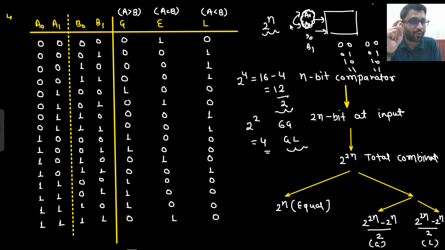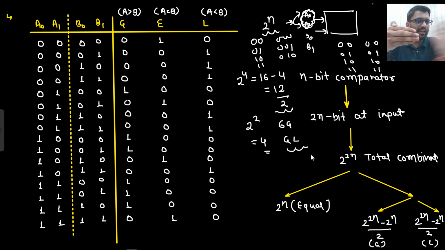2 to the power n. From n bits, total possible combinations are 2 to the power n. And these combinations could be 0 0, 0 1, 1 0, 1 1. In 3 bits it would be 0 0 0, 0 0 1, 0 1 0, in that manner. The same thing will happen in B0 B1 as well.